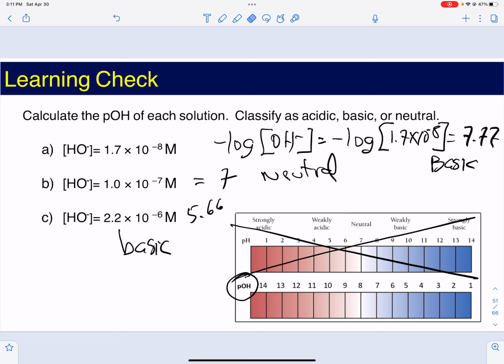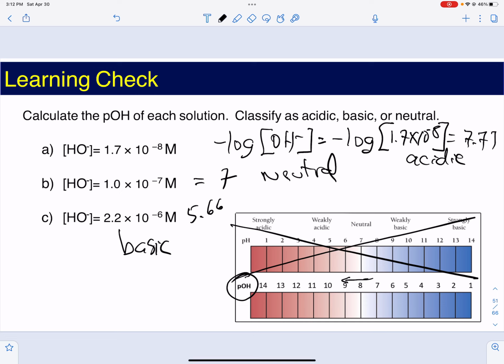So let me go back to the first one. The first one is wrong. So it's 7.77, but I was reading the pH. I wasn't reading the pOH scale. So 7.77 would be this way. So that would be acidic.